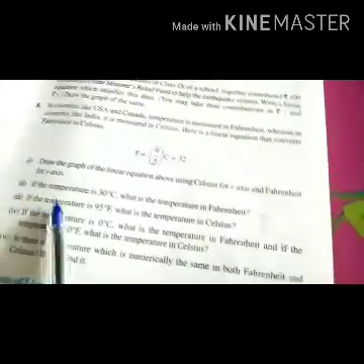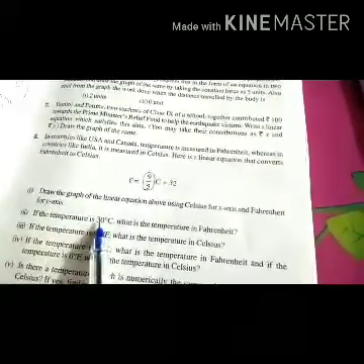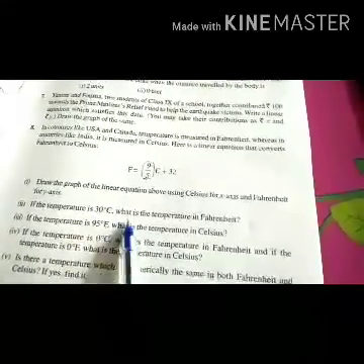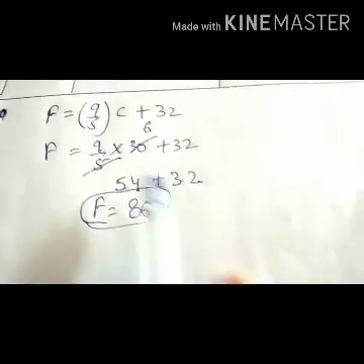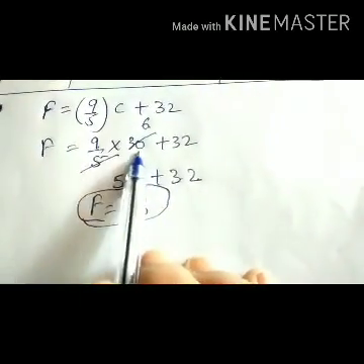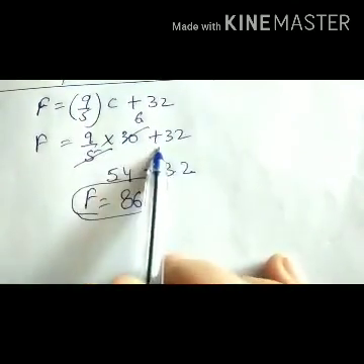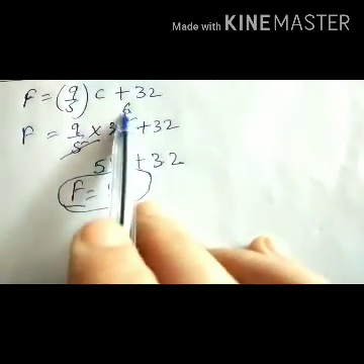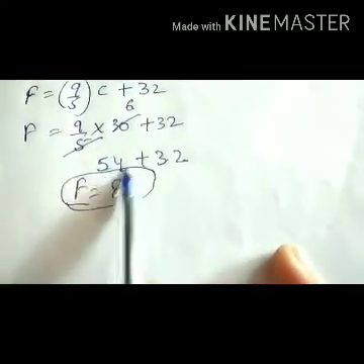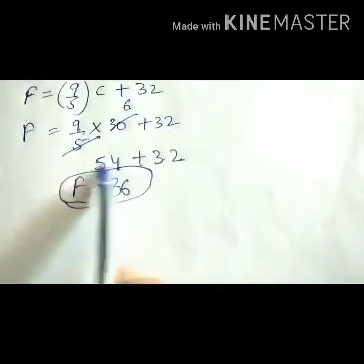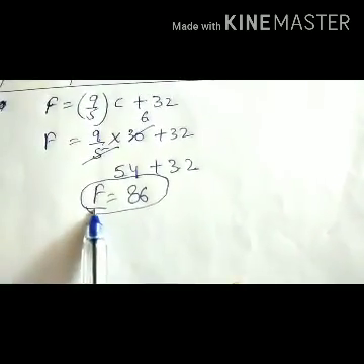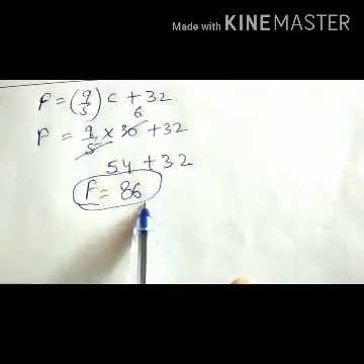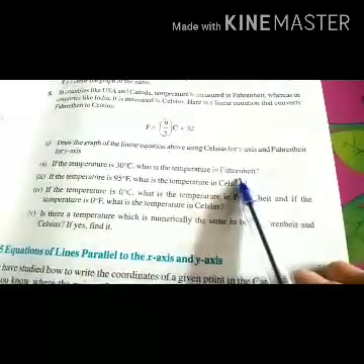The next part of this question is: if the temperature is 30 degrees centigrade, what is the temperature in Fahrenheit? Now we are taking 30 degrees centigrade in Celsius. 9/5 into 30 plus 32. 5 sixes are 30, and 6 nines are 54. 54 plus 32, we are getting 86. So if we put 30 degrees centigrade, then the value of Fahrenheit F is equal to 86.